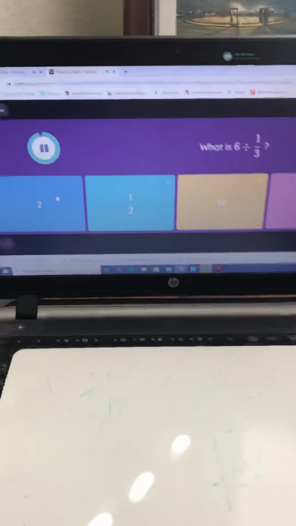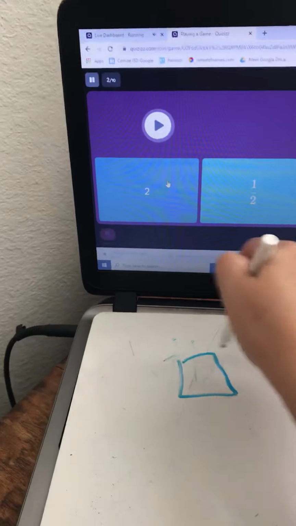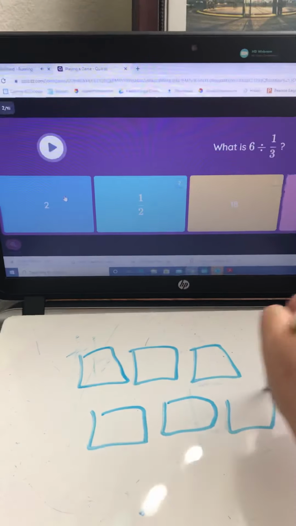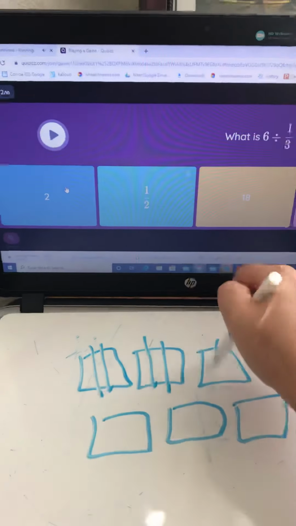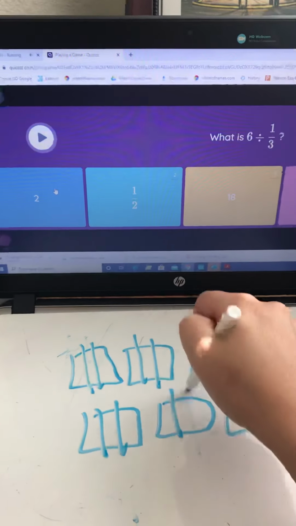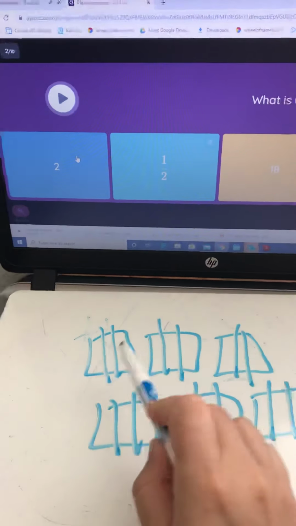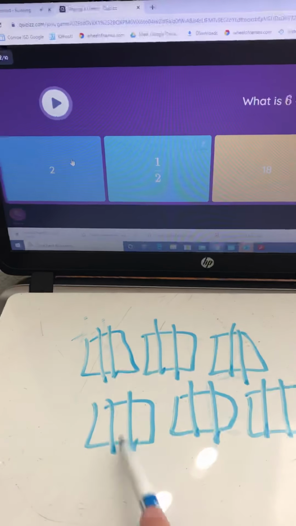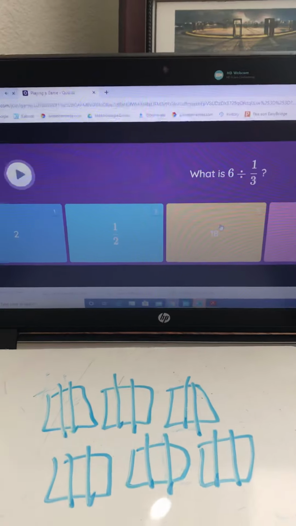Number 2, what is 6 divided by 1/3? Similar to the first one we did. So 1, 2, 3, 4, 5, 6 wholes. We're going to divide each into thirds. How many pieces do I have in all? Well, I have 3 in each, so I can skip count. 3, 6, 9, 12, 15, 18. Our quotient is 18.